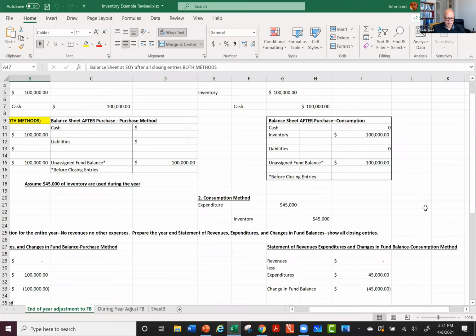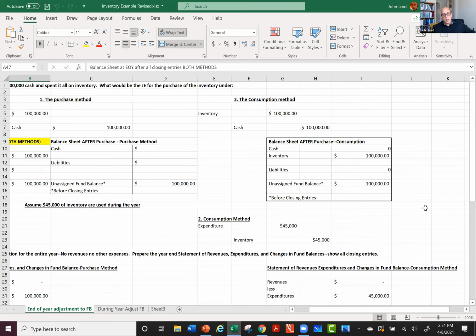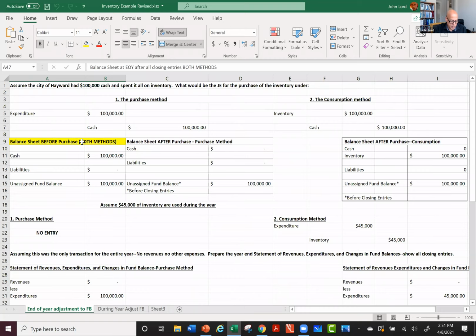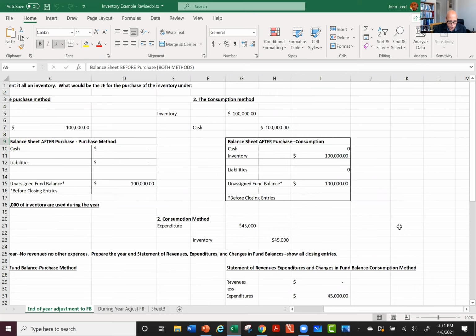Okay, now that's the purchase method. Consumption method is more like perpetual inventory method, in that every time I purchase inventory, I'll debit my inventory account. When I use up inventory, I'll do what? I'll credit my inventory account, right? So what happens? I'm sitting here, and remember, the balance sheet starts the same and ends the same under both methods, right? Okay, so I've got cash of 100, I've got unassigned fund balance of 100. Then what? Then I go ahead and I purchase the inventory, and I purchase the inventory for what? For 100,000. I debit inventory, I credit cash.